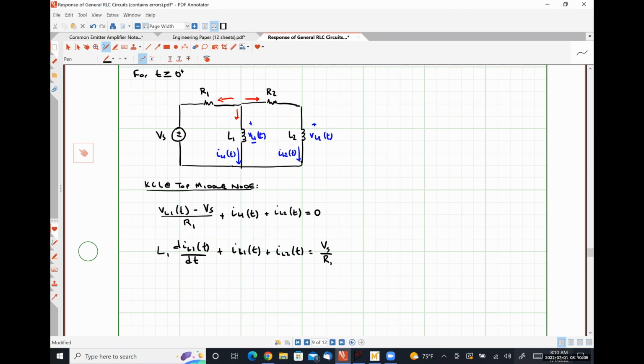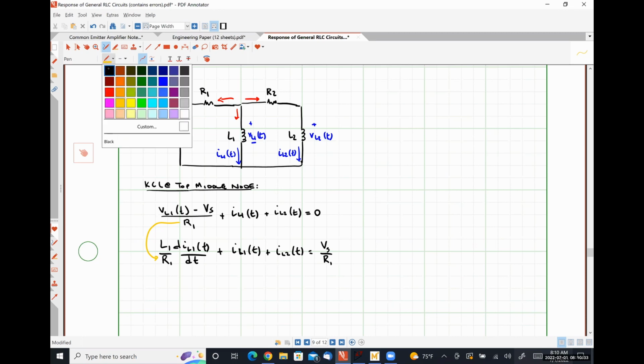that I've noticed it. When I did my conversion, changing VL1 into L dI by dt, I forgot that there was also a factor of 1 over R1 that I needed. So I'm going to write this as L1 over R1. Just to be very clear, this R1 is coming from here. Okay. All right.